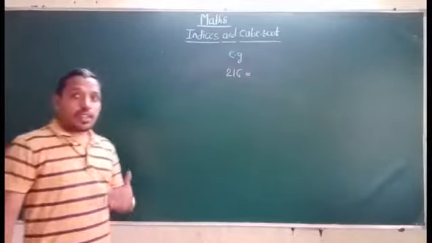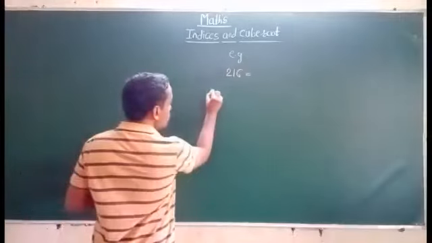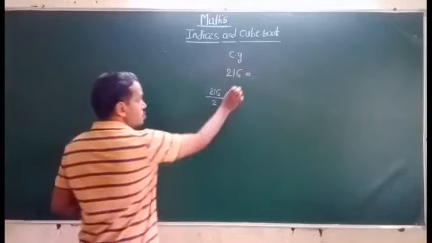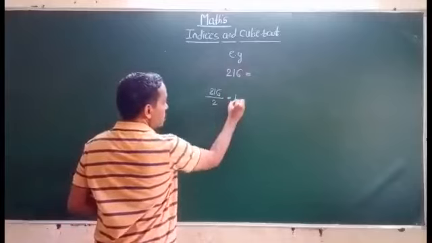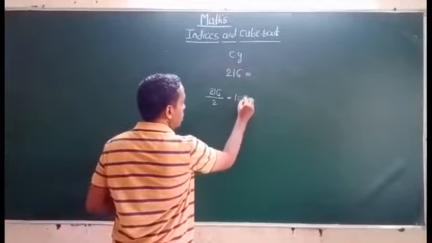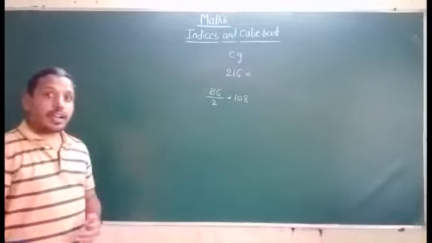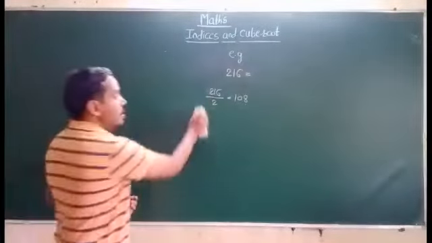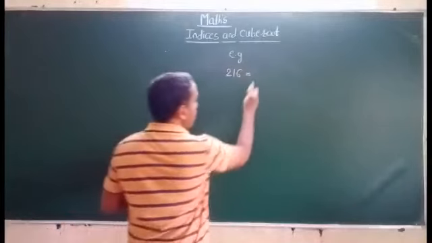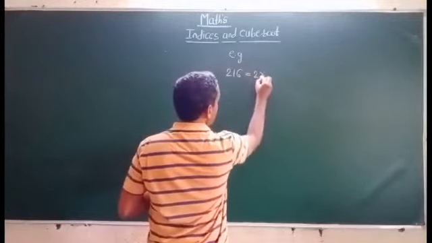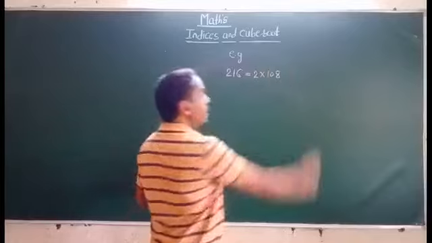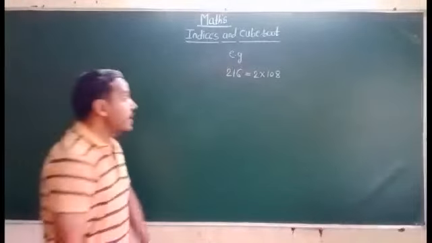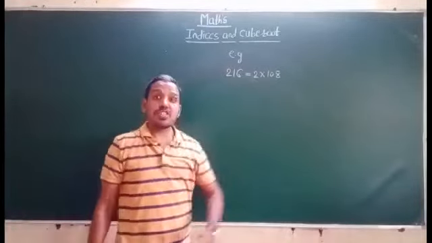When we divide 216 by 2, the answer is 2 ones are 2, 0, and 2 eights are 16, so we get 108. We split up 216 in a product: 2 into 108. 108 is a composite number.